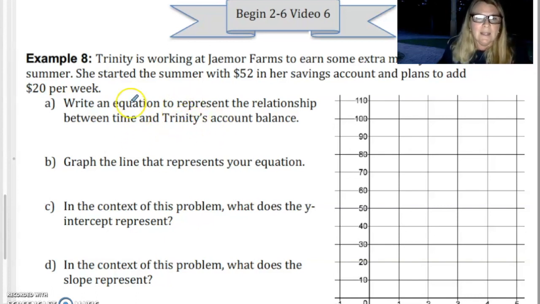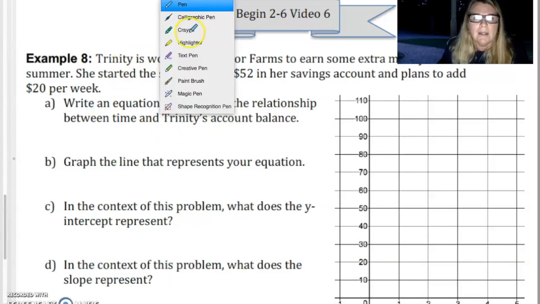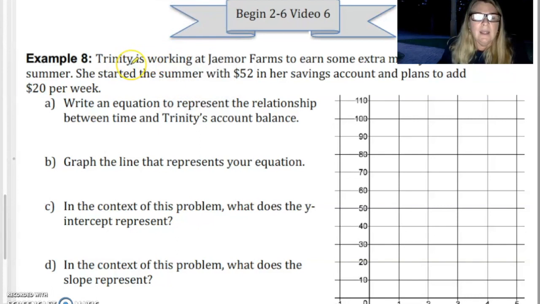I'm going to highlight the important information in here. It says that she started with $52. That's going to be important as we go through. It also says that she earns $20 per week. That'll be another important thing that we take into our equation.